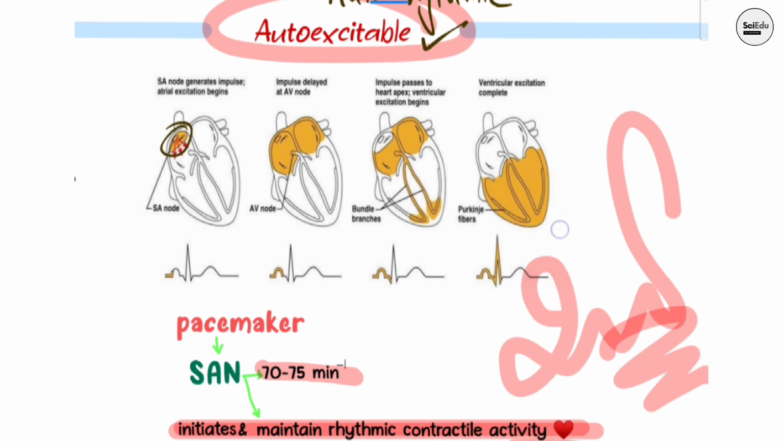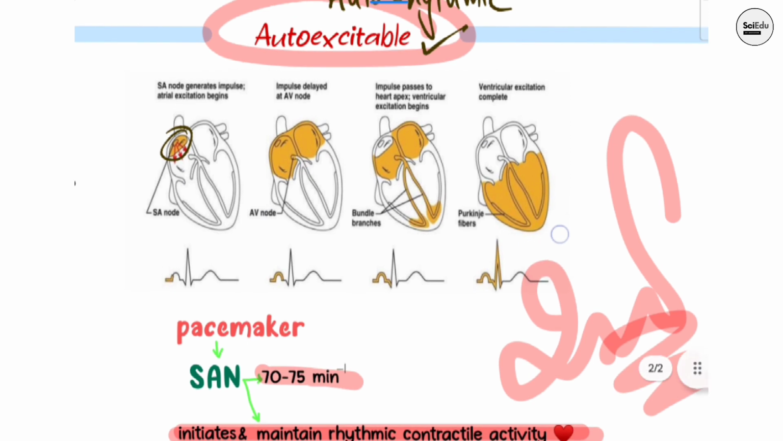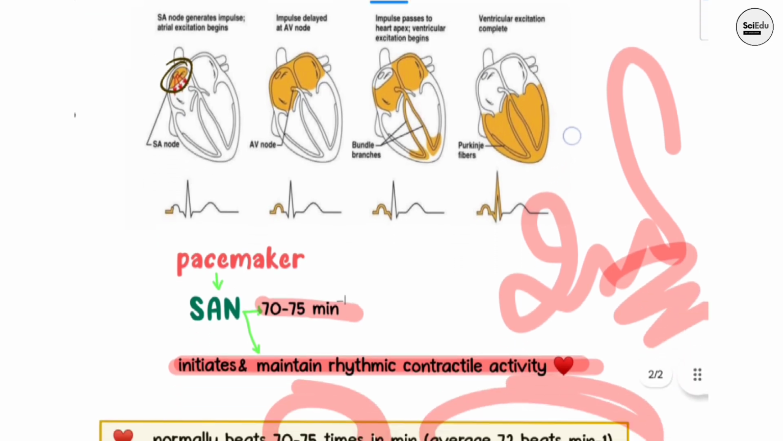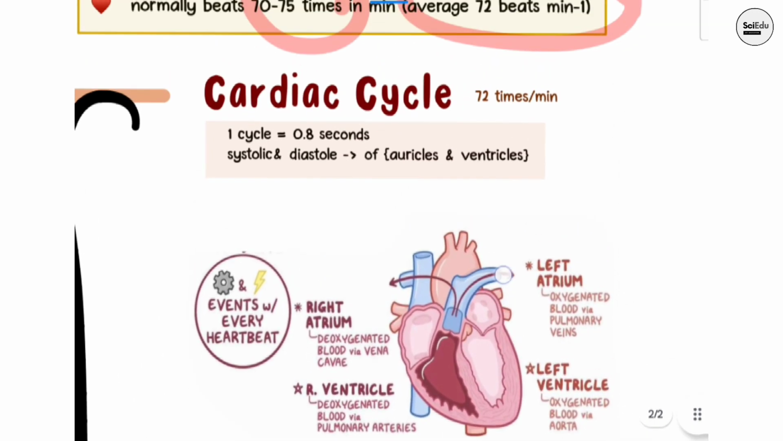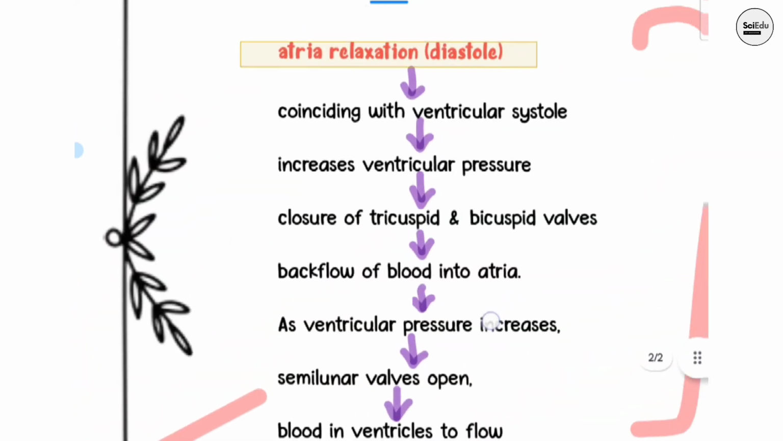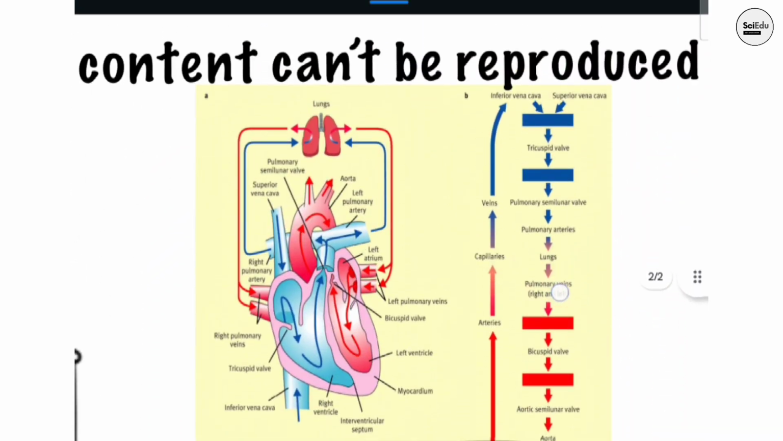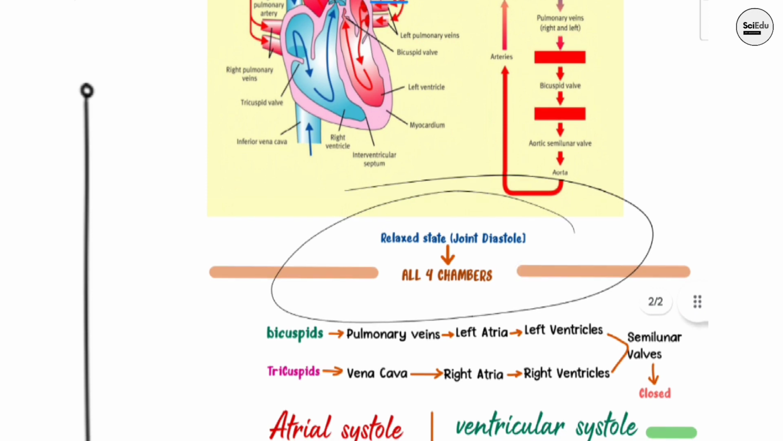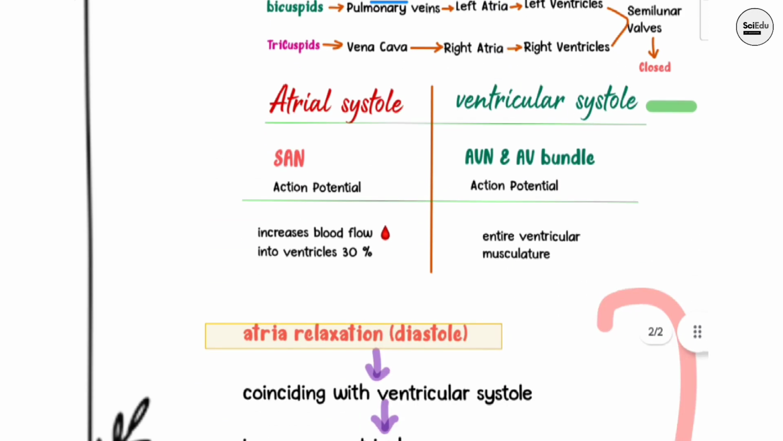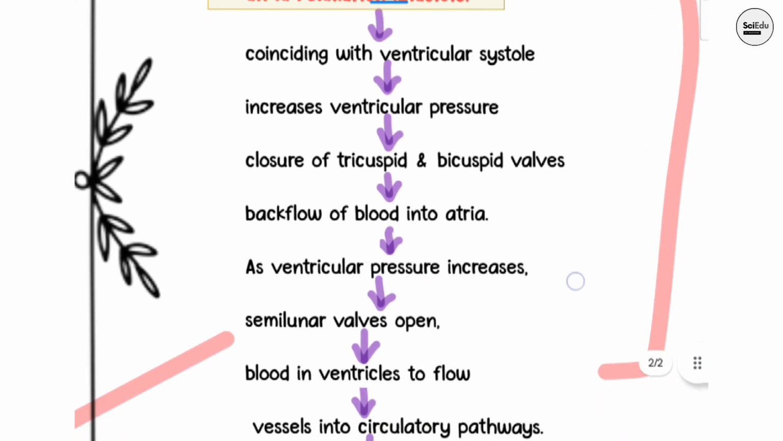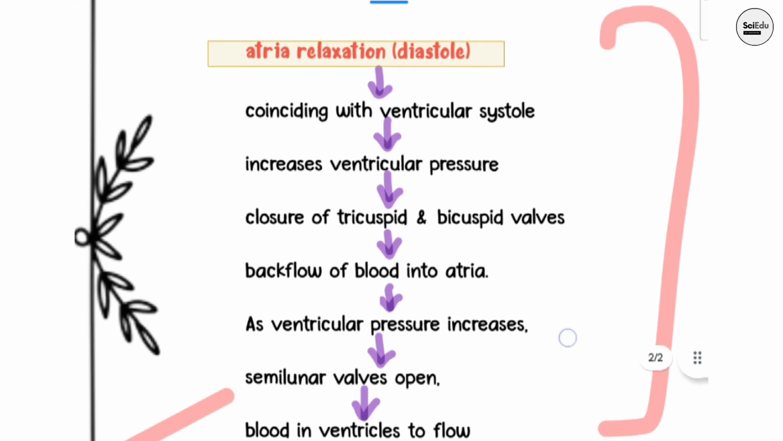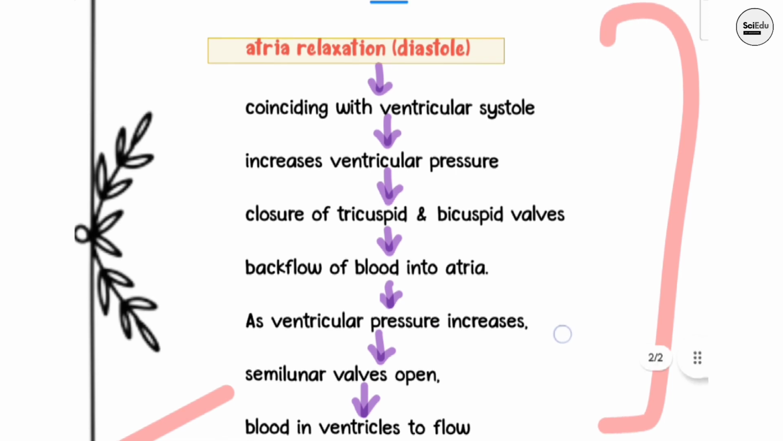The SAN now generates an action potential which stimulates both the atria to undergo a simultaneous contraction, the atrial systole. This increases the flow of blood into the ventricles by about 30%. The action potential is conducted to the ventricular side by the AVN and AV bundle, from where the bundle of His transmits it through the entire ventricular musculature. This causes the ventricular muscles to contract, ventricular systole. The atria undergo relaxation, diastole, coinciding with the ventricular systole.